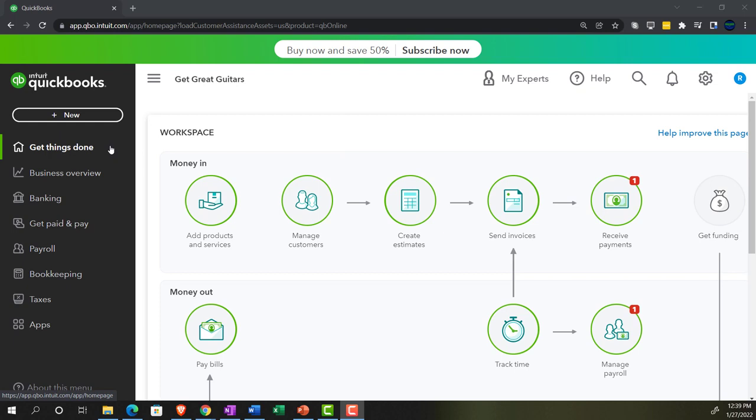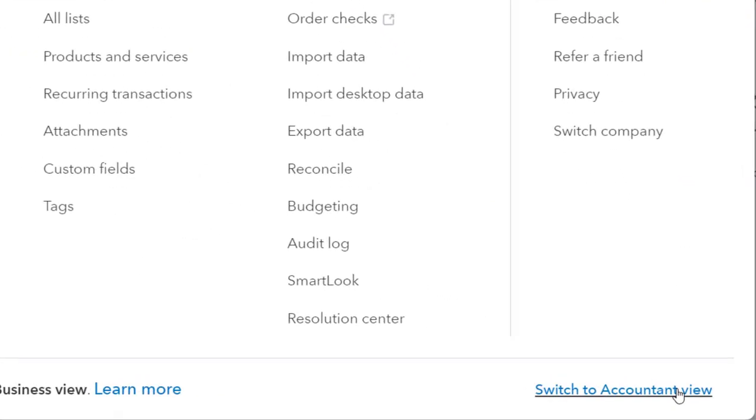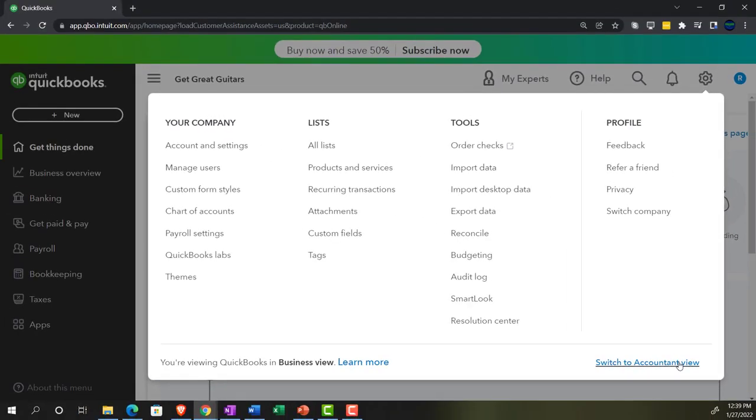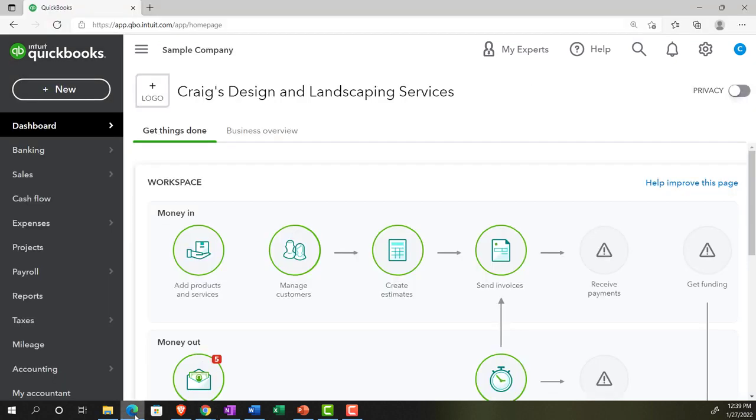If you wanted to change to the accounting view, it is something you can do by going to the cog up top and switching down to the accounting view. We will be toggling back and forth between the two views, either here or by jumping over to the sample company file, which is in the accounting view.